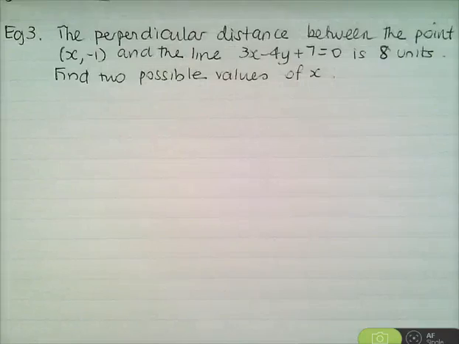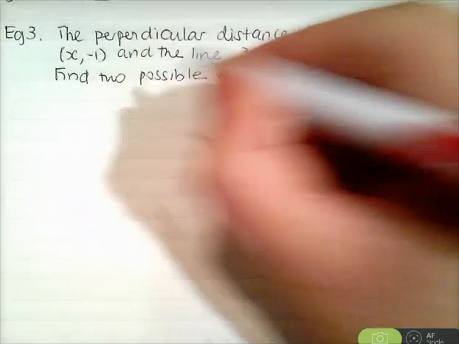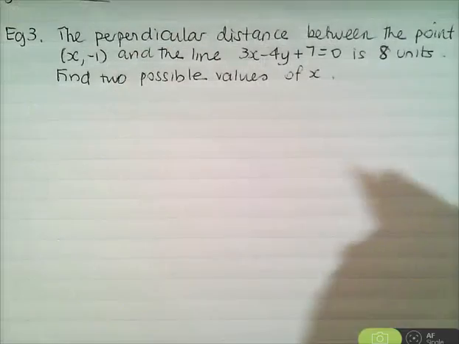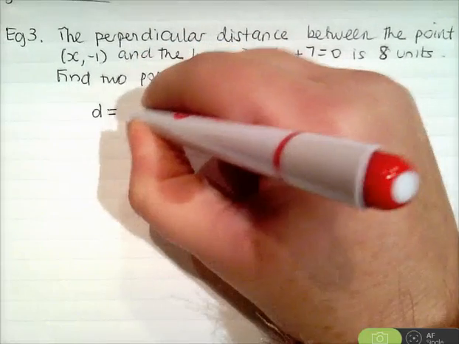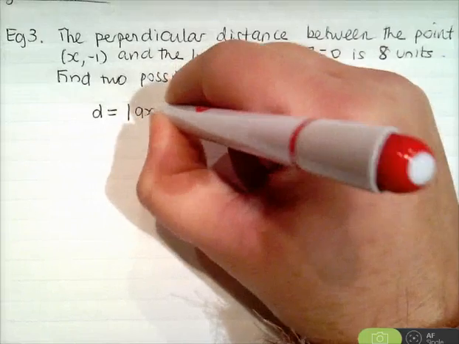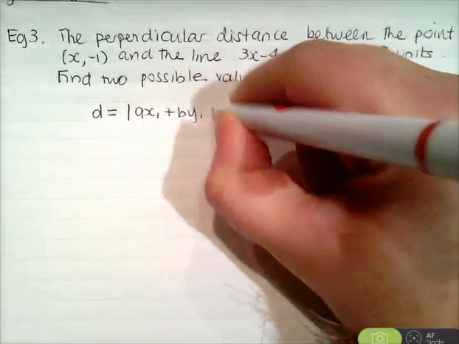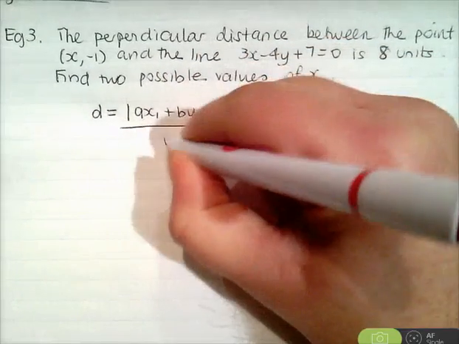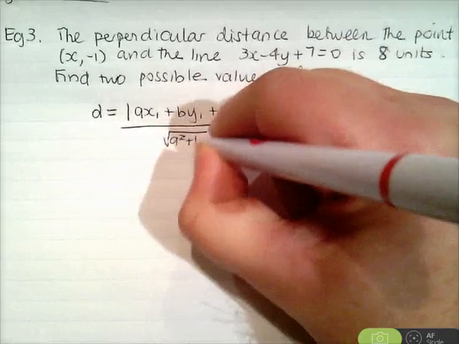Okay, now in example 3, we're told that the perpendicular distance between the point (x, -1) and the line 3x minus 4y plus 7 equals 0 is 8 units, and we have to find 2 possible values of x. So what we're going to do is set the formula up. First I'll write the equation: d equals the absolute value of ax1 plus by1 plus c over the square root of a squared plus b squared.